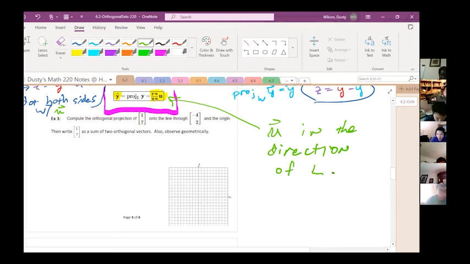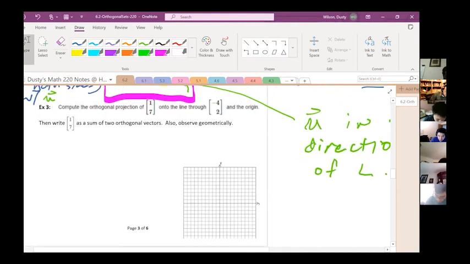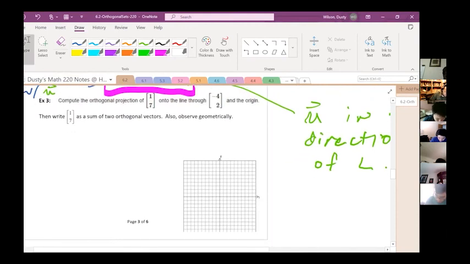Okay, so in example 3, compute the orthogonal projection of (1, 7) onto the line through (-4, 2) and through the origin. And then we'll write (1, 7) as a sum of 2 orthogonal vectors. Also, we're going to observe it geometrically. So let's start by trying to draw a picture here.